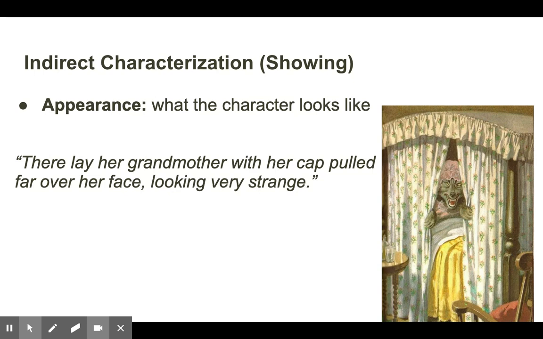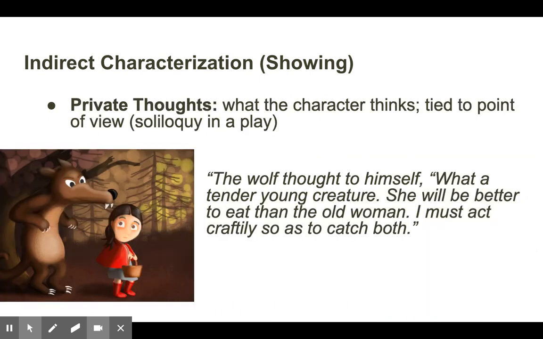There are some other things we can probably tell about this wolf just by the fact that she's wearing the grandma's clothing. And with Little Red Riding Hood, I guess there are some things we can tell about her too, that all she thought was that the grandmother looked strange and could not tell she was actually a wolf.